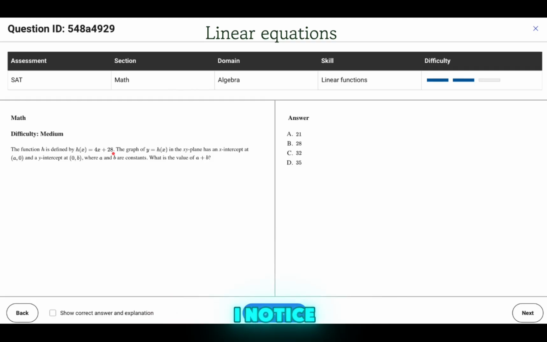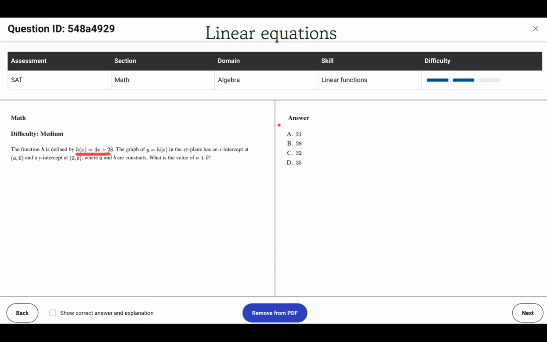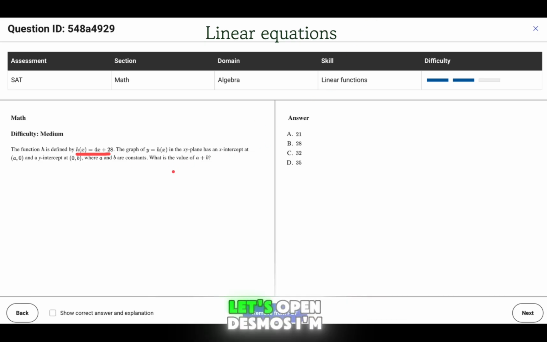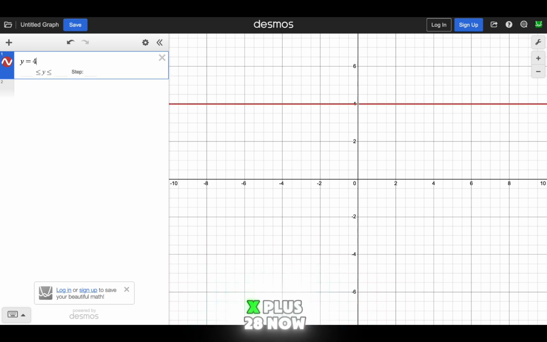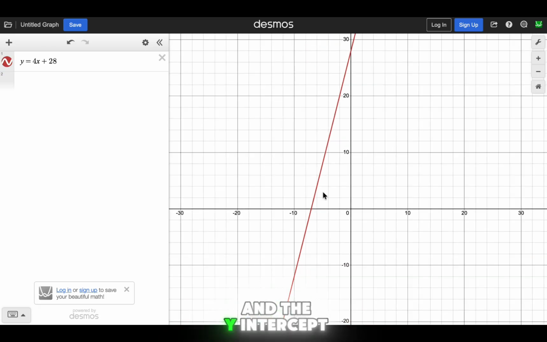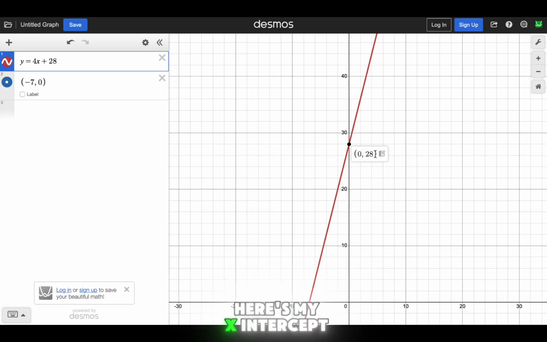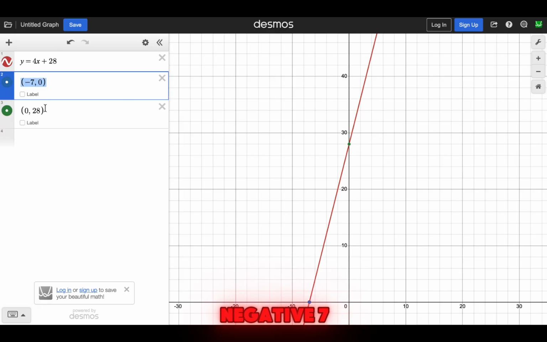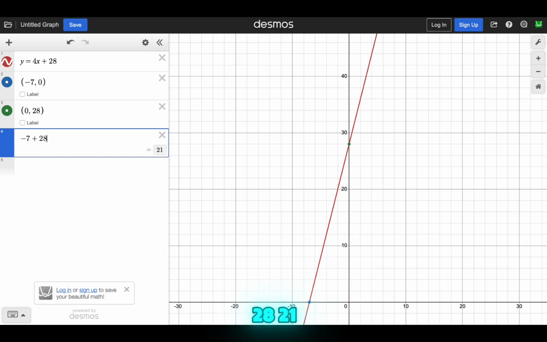The very first thing I notice, it's giving me a function, so immediately, function pattern. Instead of solving this by hand, let's open Desmos. I'm simply going to type y equals 4x plus 28. Now the question asks for the x-intercept and the y-intercept. That's just where the graph crosses each axis. Here's my x-intercept, -7, and here's my y-intercept, 28. The question wants a plus b. That's just -7 plus 28, 21.